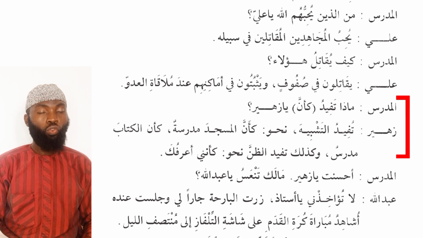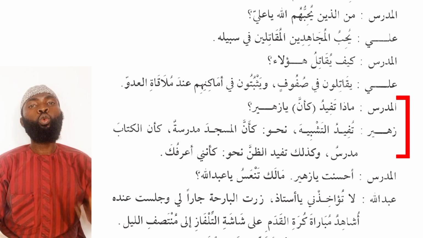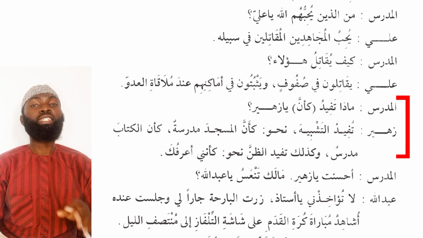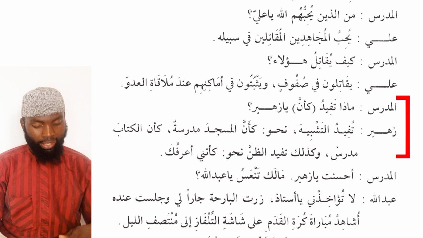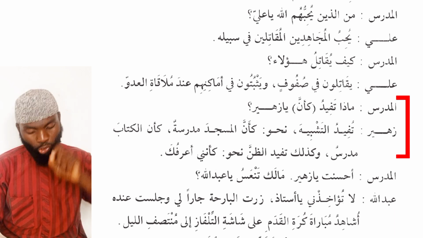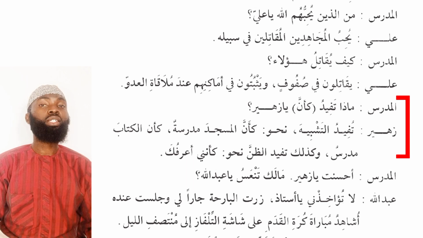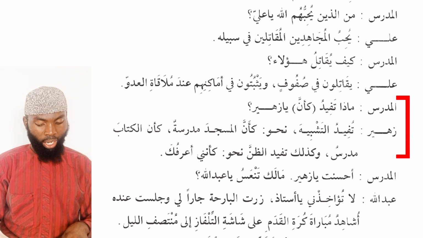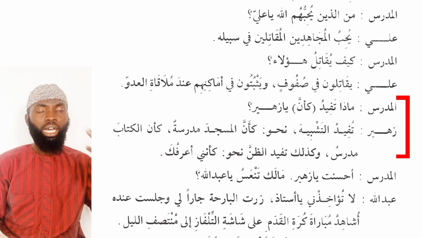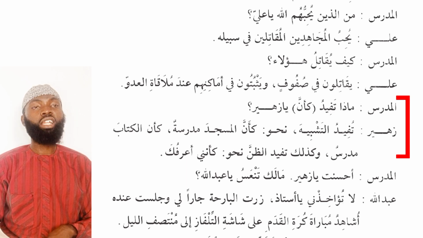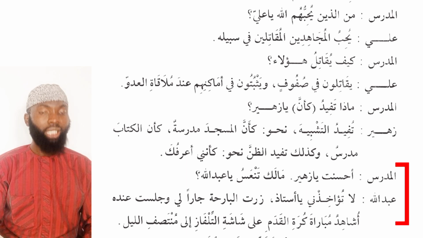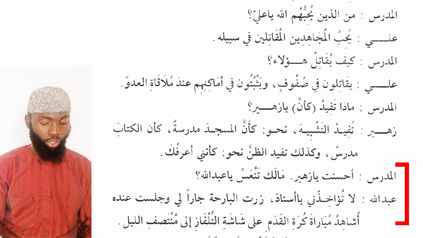Al-Mudarris says, "Mada tufidu ka'anna ya Zuhair?" What does the word ka'anna mean? Zuhair said, "Tufidu tashbih." It means comparison. It is used for comparison. For example, "ka'anna al-masjid madrasatun," as if the mosque is a school. "Ka'anna al-kitab mudarrisun," as if the book is a teacher. "Wakadhalika tufidu dhann," and sometimes it could also mean suspicion, like doubt. "Ka'annani a'rifuk," as if I know you. Al-Mudarris said, "Ahsanta ya Zuhair," you have done well, O Zuhair.